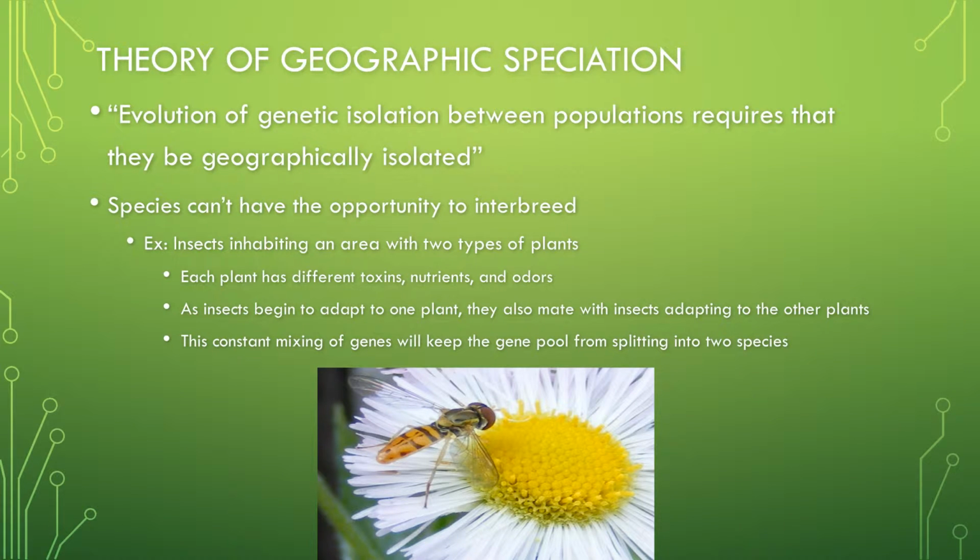The theory of geographic speciation states that the evolution of genetic isolation between populations requires that they be geographically isolated, which is important because otherwise it doesn't stop the species from interbreeding. For example, consider insects inhabiting an area with two types of plants, with each plant having different toxins, nutrients, and odors. As insects begin to adapt to one plant, they also mate with insects adapting to other plants. This constant mixing of genes will keep the gene pool from splitting into two species.